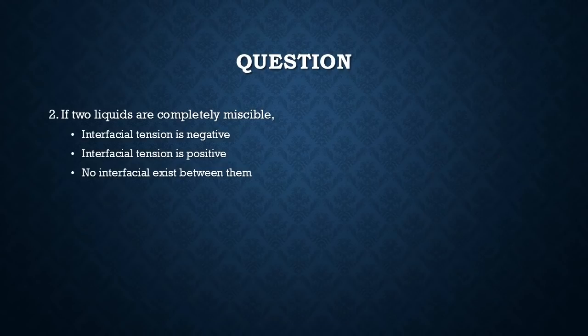So question, if two liquids are completely miscible, A, interfacial tension is negative, B, interfacial tension is positive, C, there will be no interfacial tension existing between them. So please choose your answer.